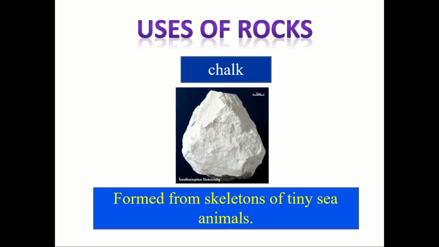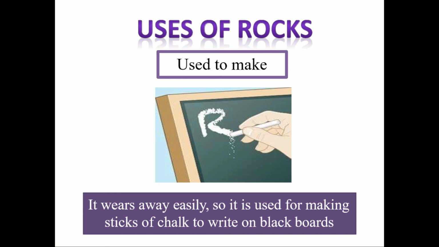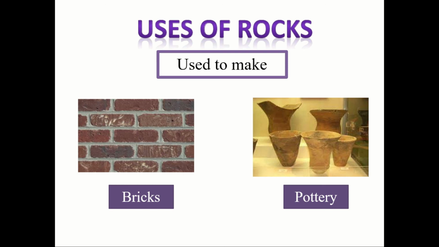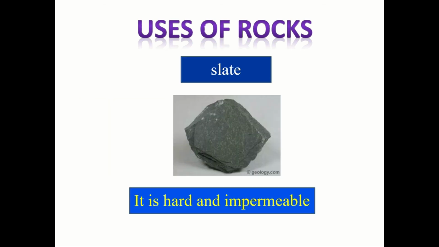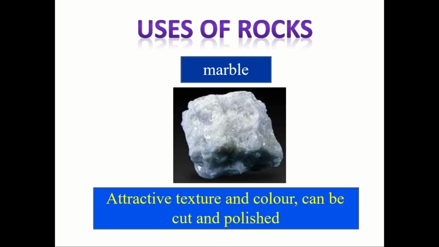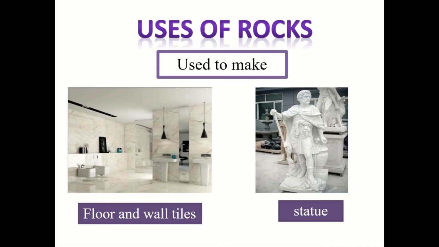Chalk, formed from the skeletons of tiny sea animals, used to make chalk. Chalk din ang pangalan niya. No? We use this to write on our blackboards. Shale is usually used to make bricks and pottery. Slate is usually used for roofing tiles and billiard tables. We have here marble, which is usually used to make tiles and statues. So those are some of the uses of our rocks.